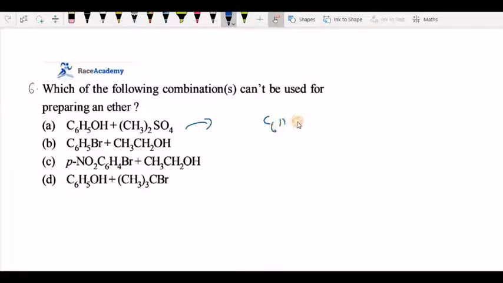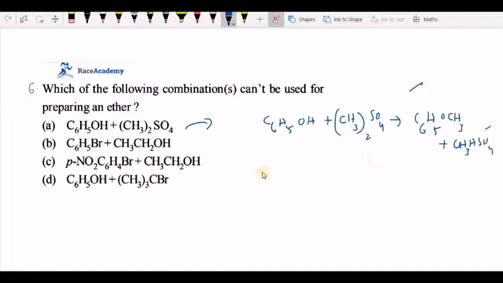That means C6H5OH with (CH3)2SO4 can give C6H5OCH3, anisole, plus methyl alcohol, CH3 methyl hydrogen sulfate. So methyl hydrogen sulfate.